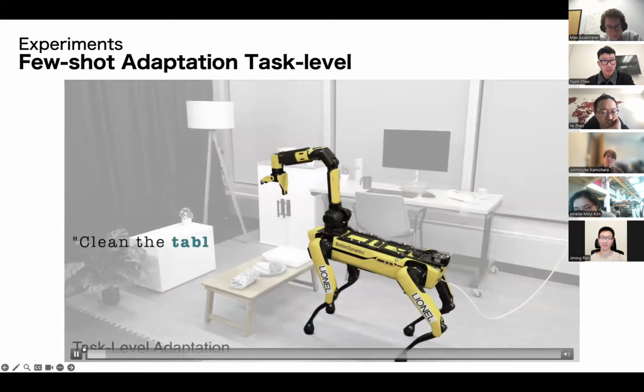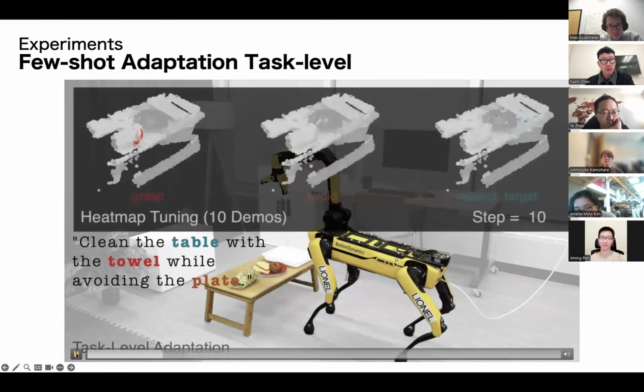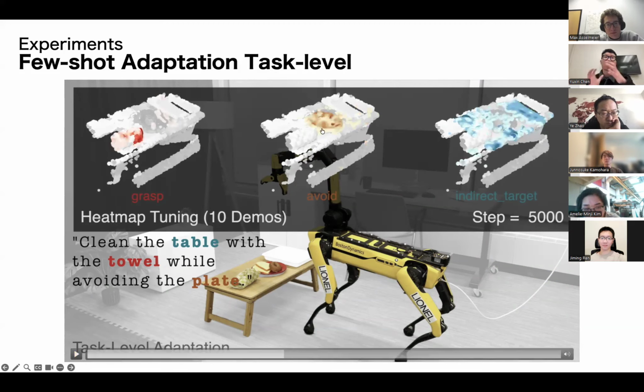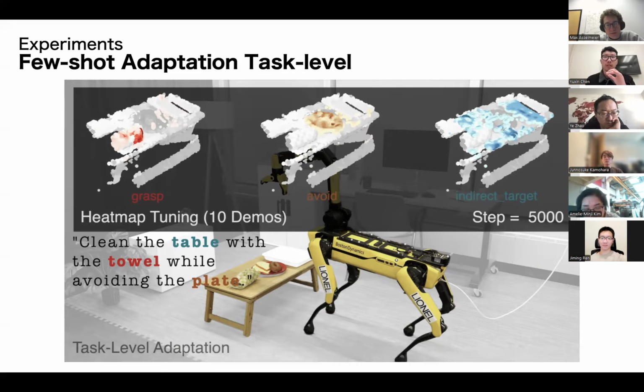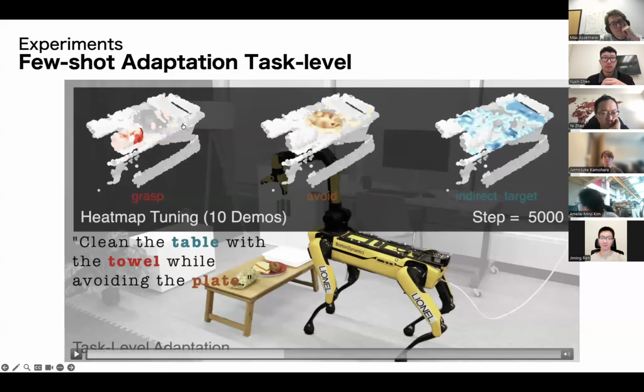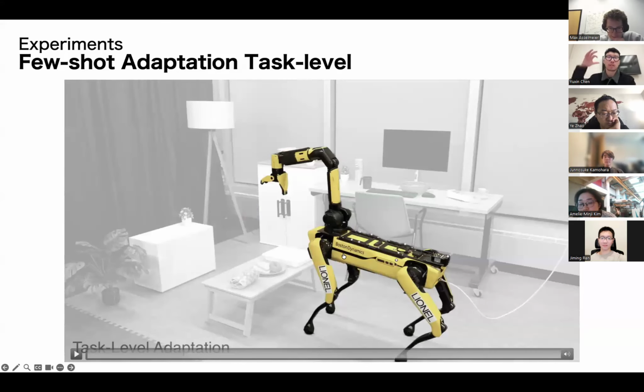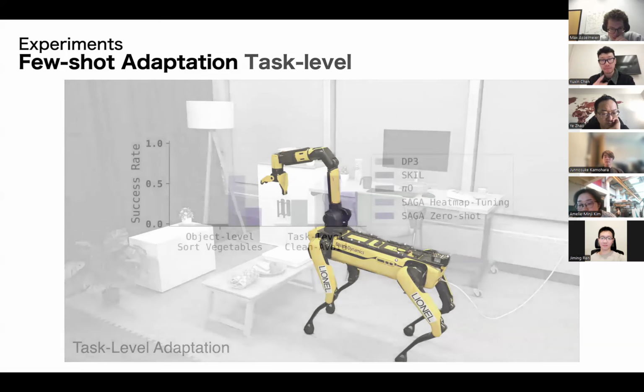Here's another example. We try to clean the table with a towel and avoid the plate. Each affordance's corresponding heat map is very vague at the very beginning. But during the self-supervised learning, you can see it gradually becomes clear. It tries to learn what the proper part of the point cloud should be highlighted for the affordance, for the indirect target, for the grasp. So this is the basic idea. And once we have that, the following will be the same. It just does the following execution with diffusion policy.